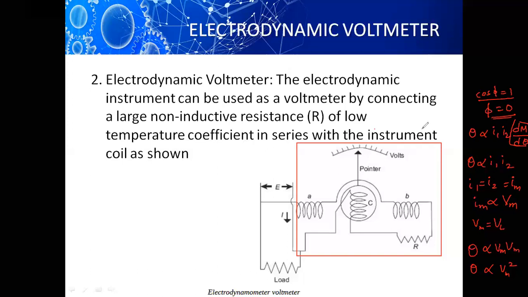So I hope you are clear with this connection and how it is made. When we connect a large resistance here, the current through the coil is going to be very small, and the current through the coil is now judged by the voltage across the coil, which is the voltage across the load, or else the same as the source voltage E in the circuit taken here. I hope it is clear. If you want to write it down, I'll give you a few seconds.